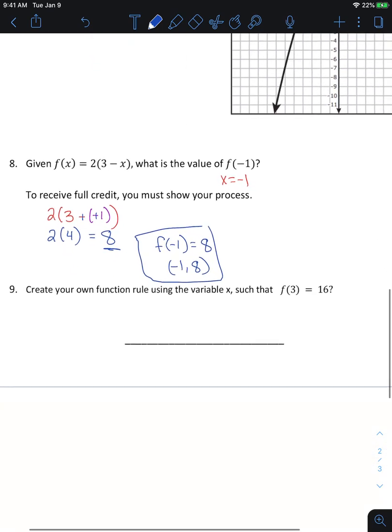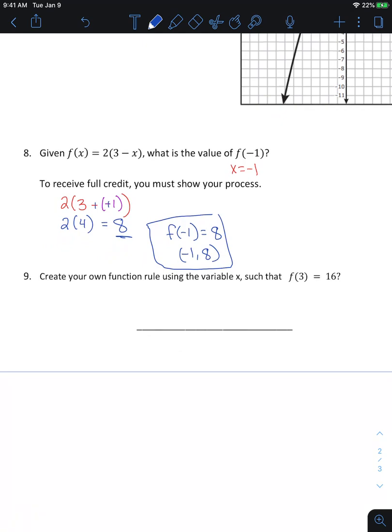Okay. Now, this last one was meant to make you think. There's lots of different options that you could have done to answer number 9. So I'll show you about 2 different ways. So create your own function rule using a variable x such that f of 3 equals 16. What this means is it wants you to write an equation. Rule is just another word for equation. Okay? Well, I know my x equals 3, my y equals 16.